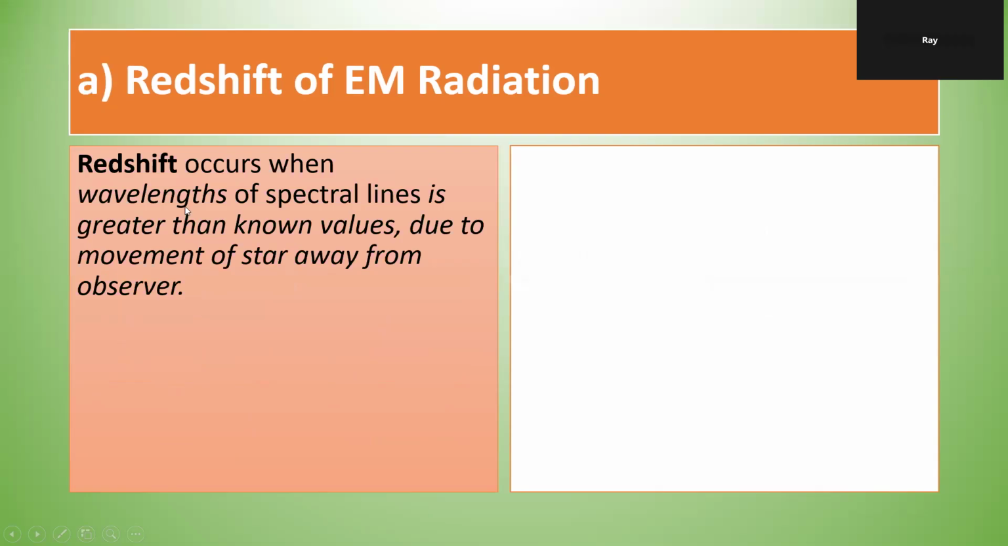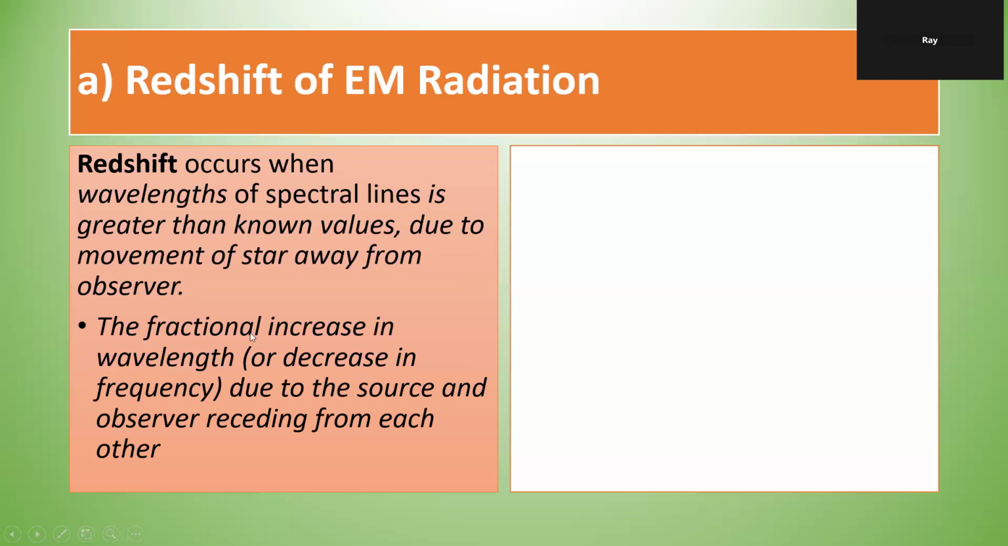Memorize what redshift is. Redshift occurs when the wavelength of spectral lines is greater than the known value due to movement of the star away from the observer. The star is moving away from the observer. So the spectral line is shifted, greater than the known value, shifted to the red side. It is the fractional increase in wavelength or decrease in frequency due to the source and observer receding from each other.